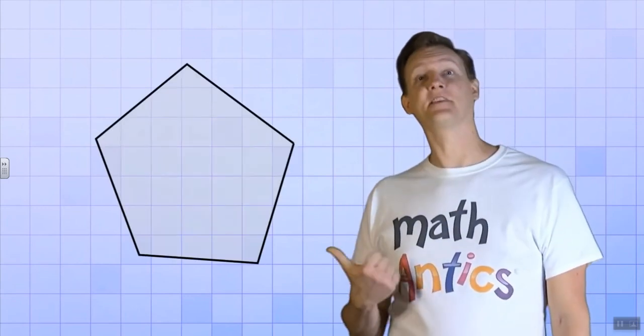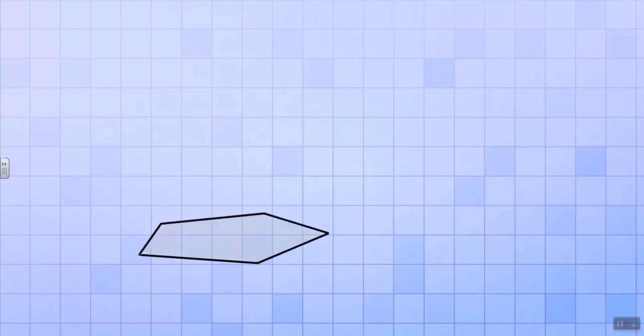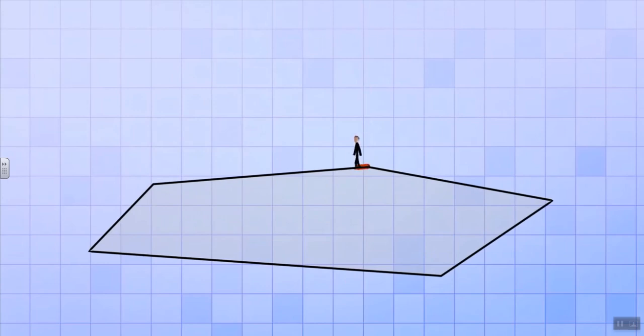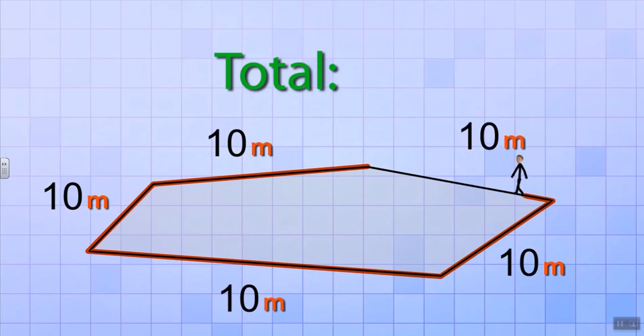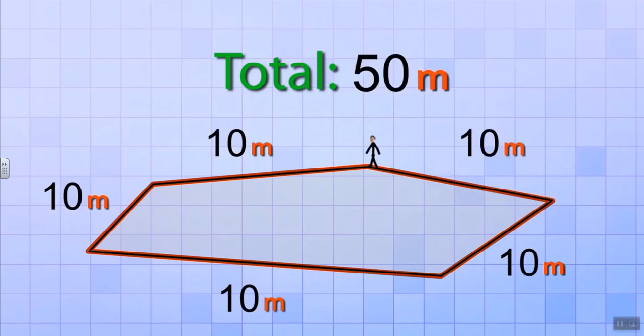A good way to see what perimeter is to imagine that you could walk right along the edge of a shape, like this five-sided polygon. Imagine starting at one of the polygon's vertices and then walking along each side until you got all the way back to the point that you started from. The total distance you traveled would be the perimeter of that shape. In this case, if the length of each side of the polygon was 10 meters, the total length you would travel along all five sides would add up to 50 meters.